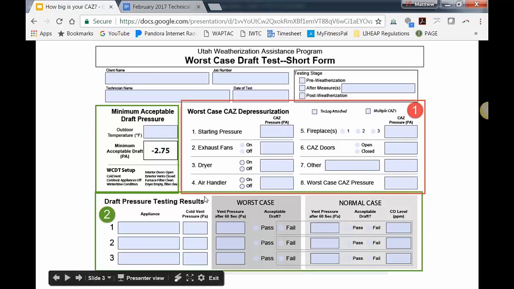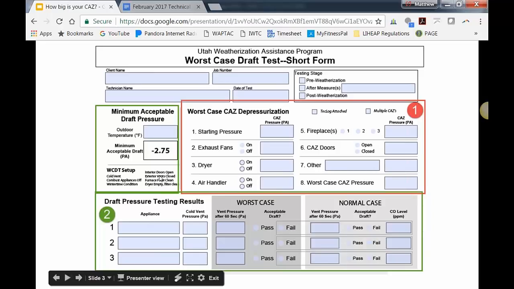But just for the purpose of the discussion, I wanted to point that out, that again, when we're doing a worst case draft test, the first thing we're doing is we're going to put the CAZ into its worst case depressurization that we can possibly put it into. And then once we have it there, then we're going to conduct test number 2, which is where we go and we measure the vent pressure on the appliances.